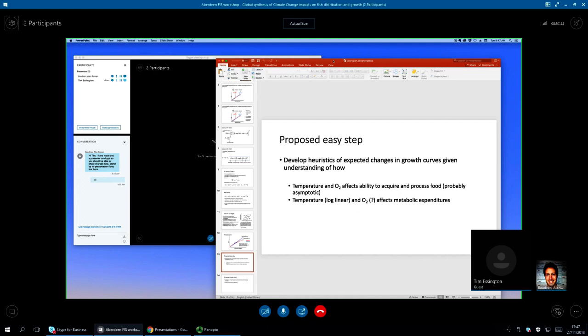I think what you described is exactly what I'm thinking about. It's confusing because L infinity is affected by two processes, while K is affected by one process, but one of those processes affects L infinity.